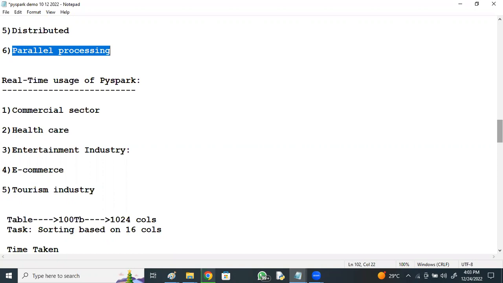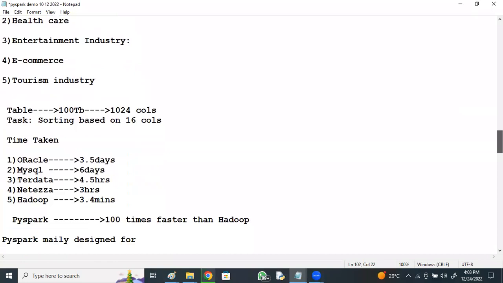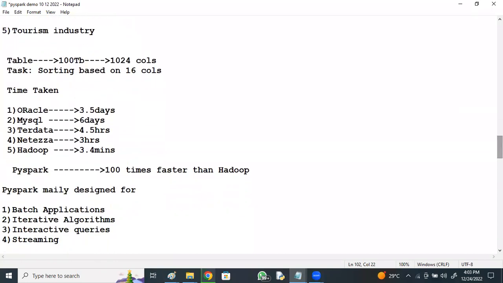Okay, so now if you talk about the speed of Spark as compared with other technologies, Yahoo conducted a test to check the speed of various databases by taking a table of 100 TB consisting of 1024 columns, right? The task was sorting based on 16 columns. What is the time taken by different databases?